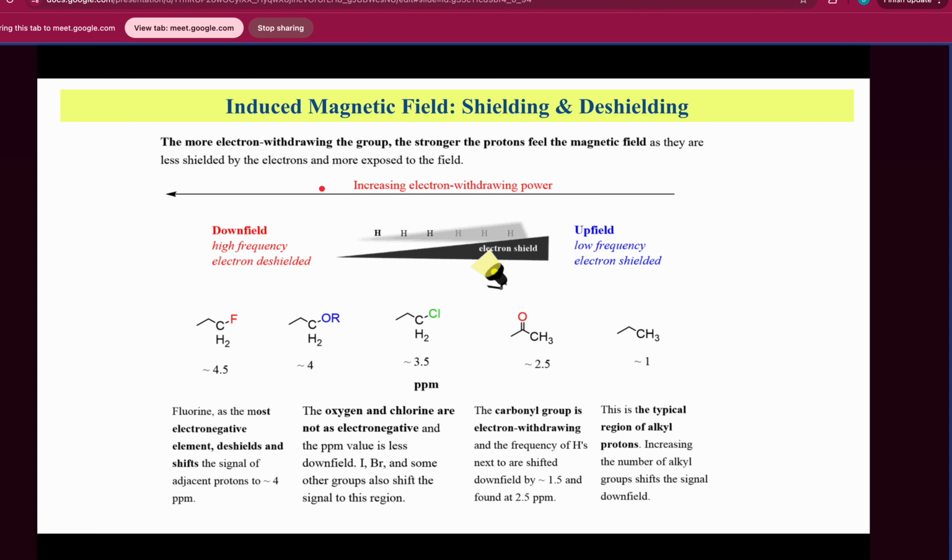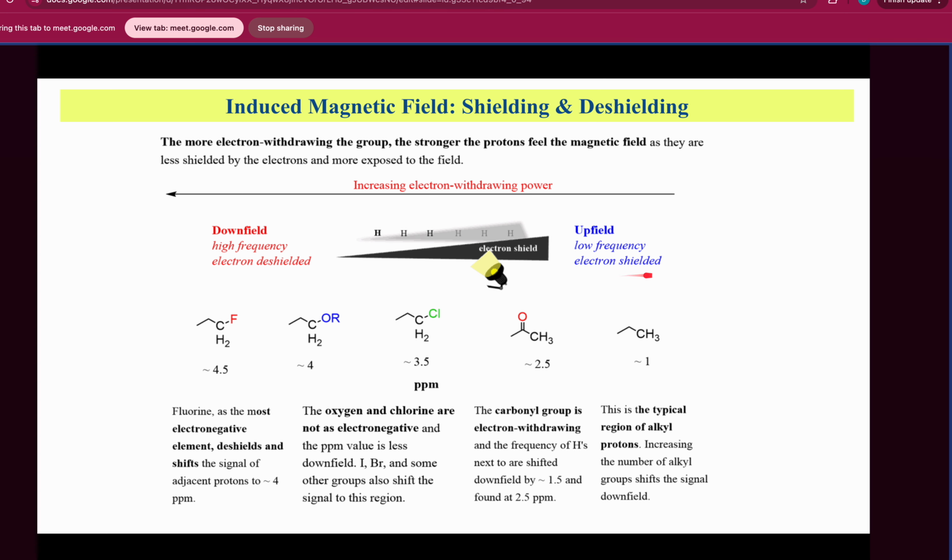Okay, and here is another concept to understand. These are certain examples, and here are the explanations of why it is so. The more electron withdrawing the group, the stronger the protons feel the magnetic field, as they are less shielded by the electrons. So if electron withdrawing groups are present, then we will observe a de-shielding effect and delta will increase. This side represents the downfield. Downfield means the frequency is high and the electrons are de-shielded. Whereas the other side is known as upfield, which means the frequency is low and the electrons are shielded. That means more electrons are present.